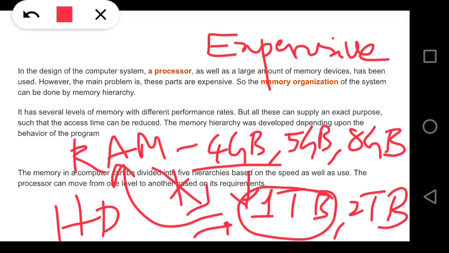Remember, when we discussed memory devices, RAM is made up of semiconductor devices, which are expensive when compared with hard disk manufacturing technologies like magnetic disk, magnetic tape or optical disk.